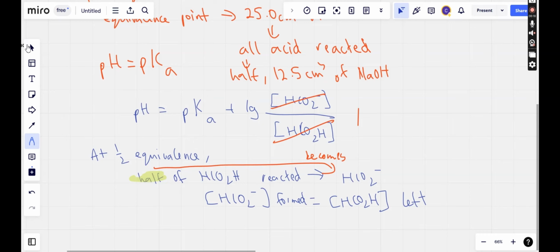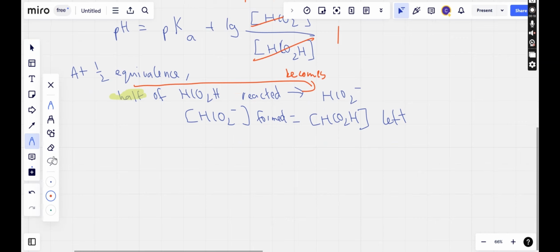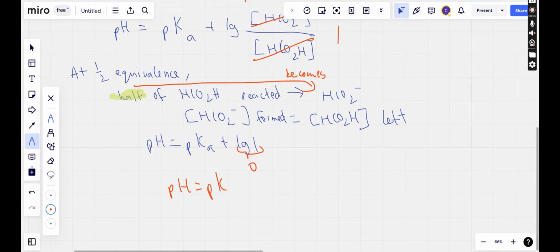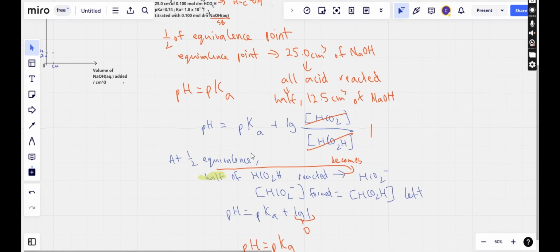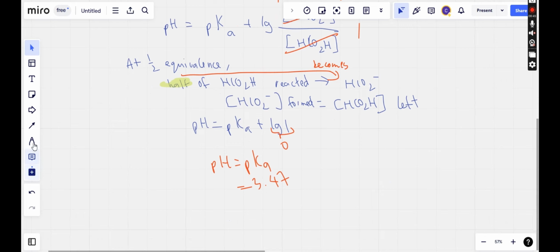So your Henderson-Hasselbalch equation would look something like this. pH equals pKa plus log 1. And you know that log 1 is equal to 0. Hence, pH is equal to pKa, which is 3.74. Sorry, 3.74. That's really bad.